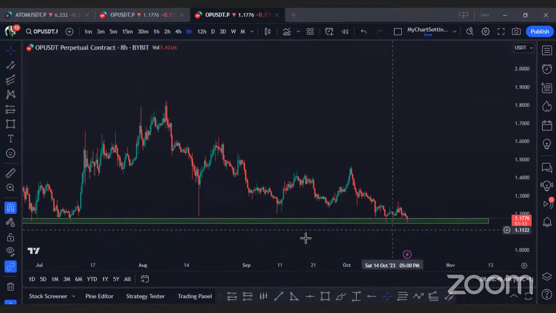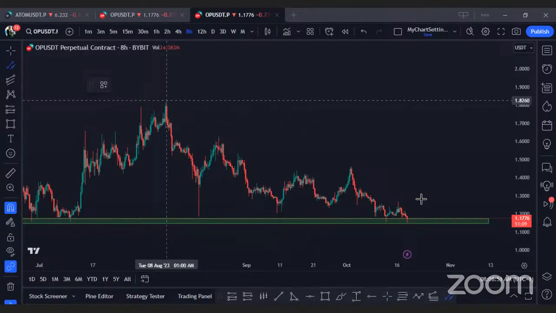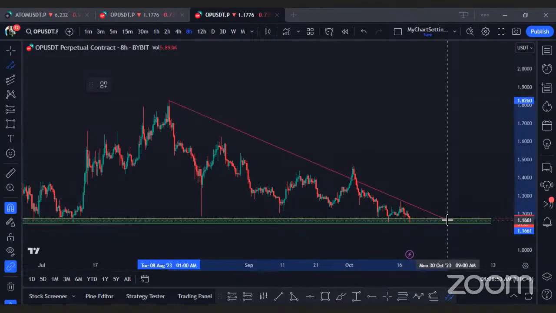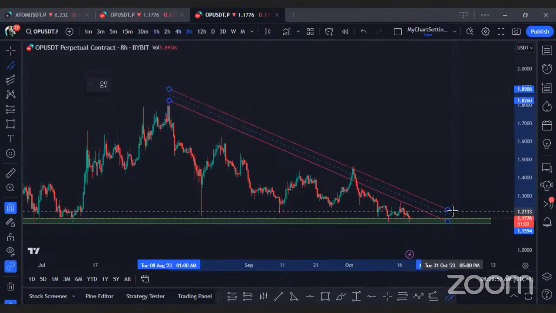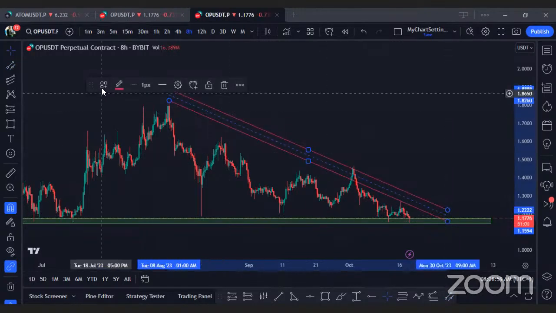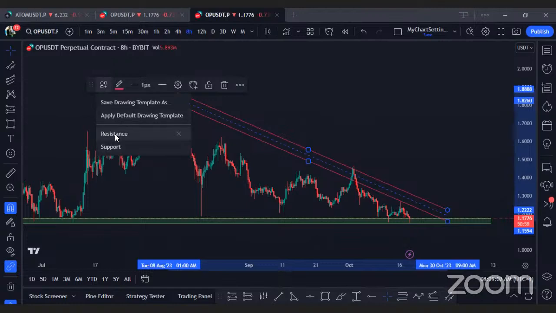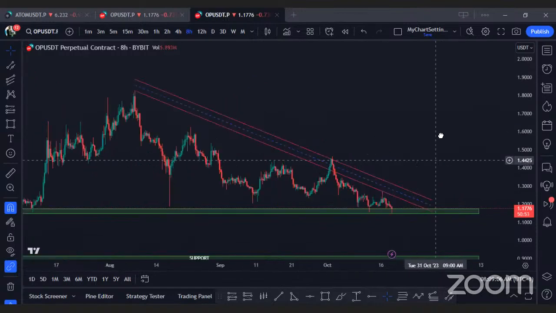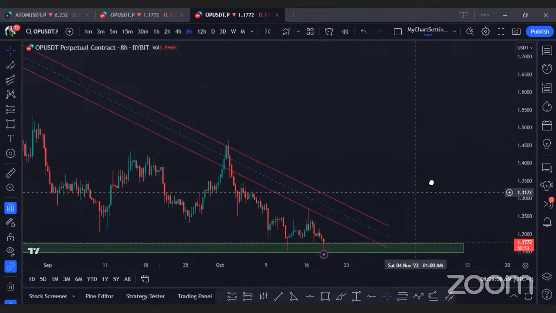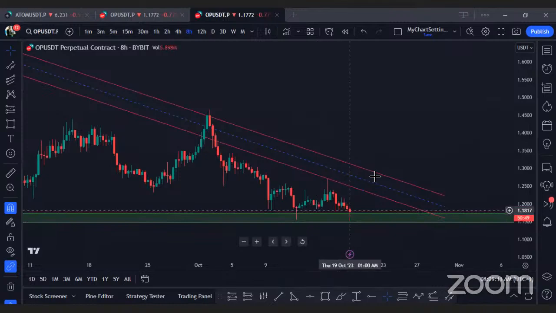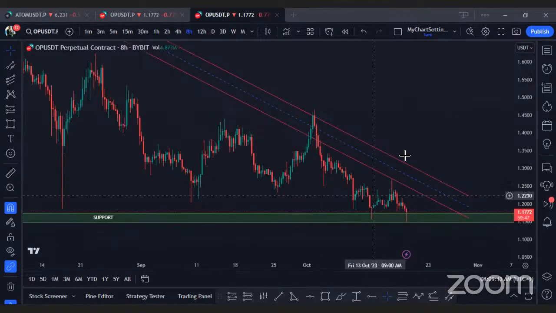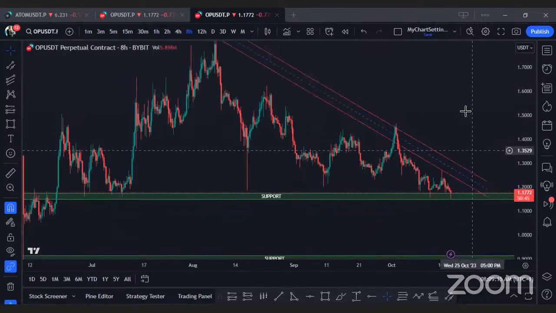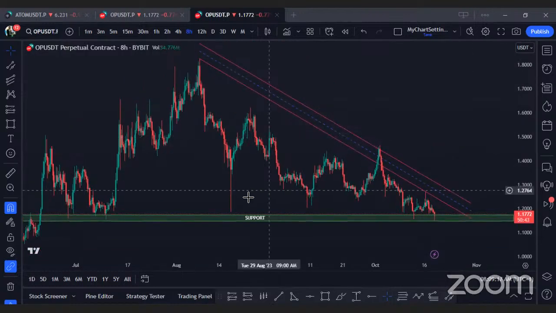Okay, guys, so this is for OP. That's basically what I'm looking at for OP. Let's see how that goes. For those of you who want to be very careful, you can wait for a breakout of this trend line to the upside, then you can start taking your trades. But this is basically what I'm looking at for the OP trade.